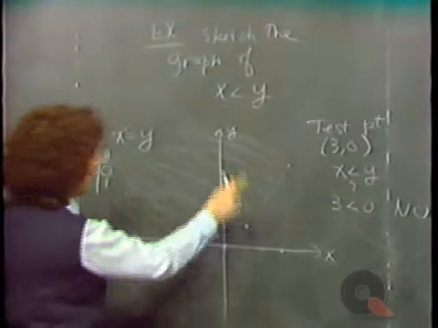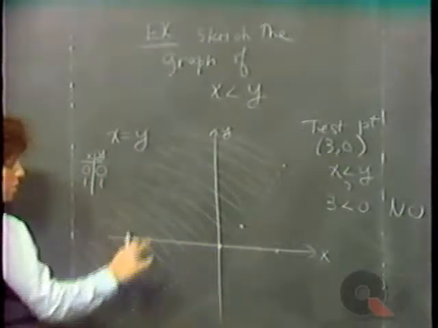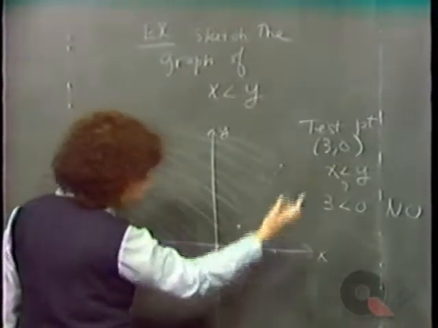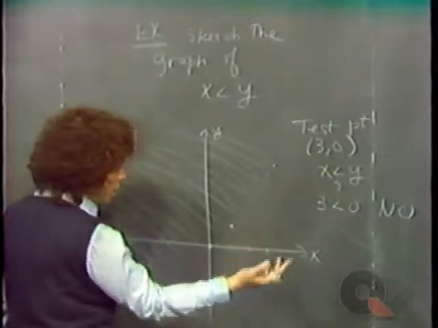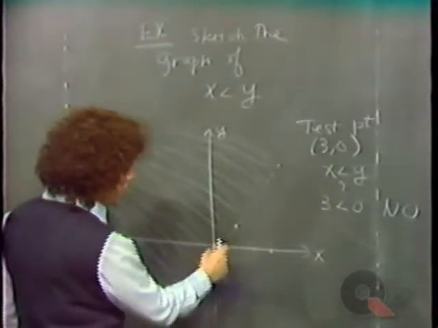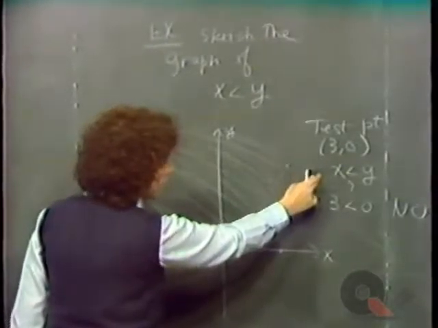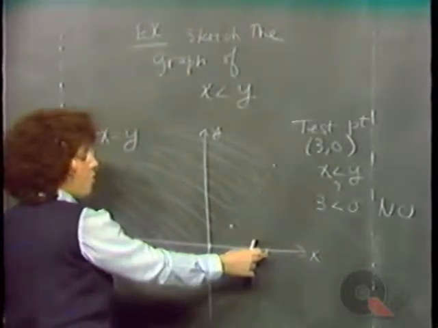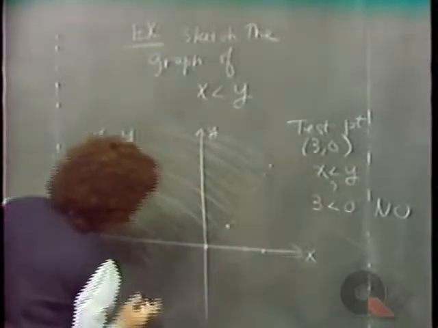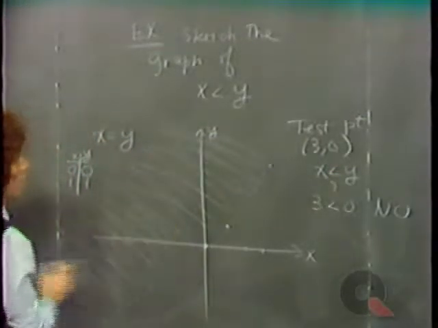We tried a test point that was not on the line. 0, 0 could not be used since the line went through the origin. So we tried some other point, 3, 0. We could have used any point at all. I wanted something that was clearly on one side or the other. So 3, 0, we substituted in. We see we did not get a true statement, so 3, 0 is not part of the solution set, nor is any point on this side of the line, so the solution set is up here.